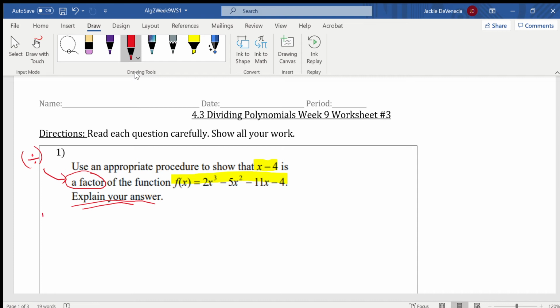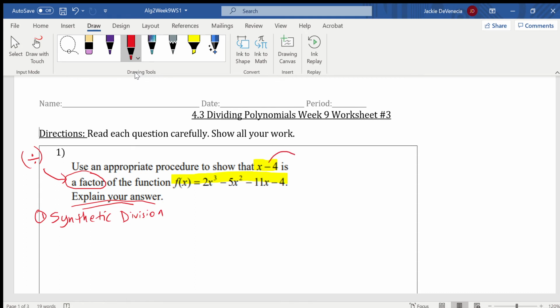So there are two methods of solving this. One method is to use synthetic division. That is what we were learning yesterday and the day before.